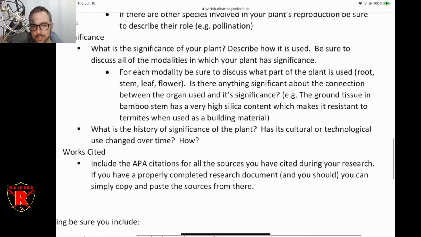But in the significance part, you can also tell me about how each particular use of the plant is related to which tissue it is. So, for example, it's made into a medicine. Well, what is being made into a medicine? Is it the root of the plant?